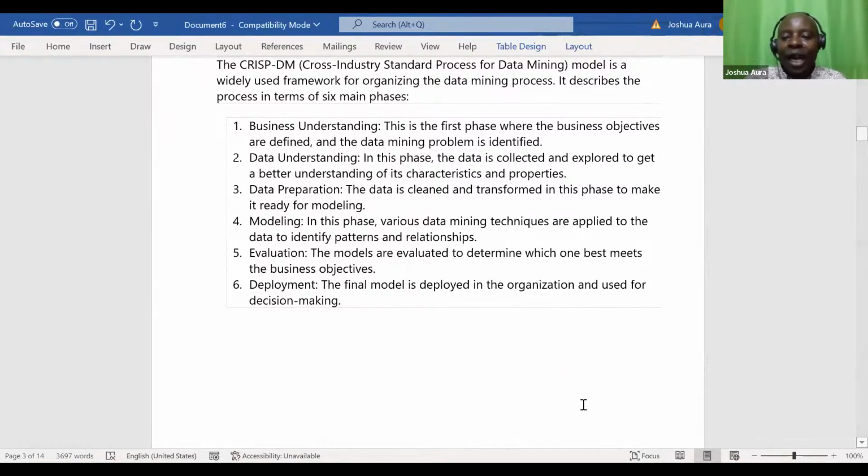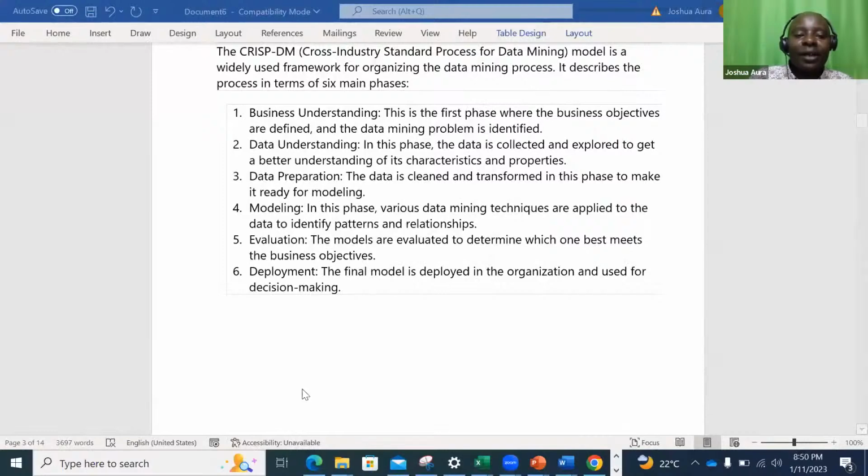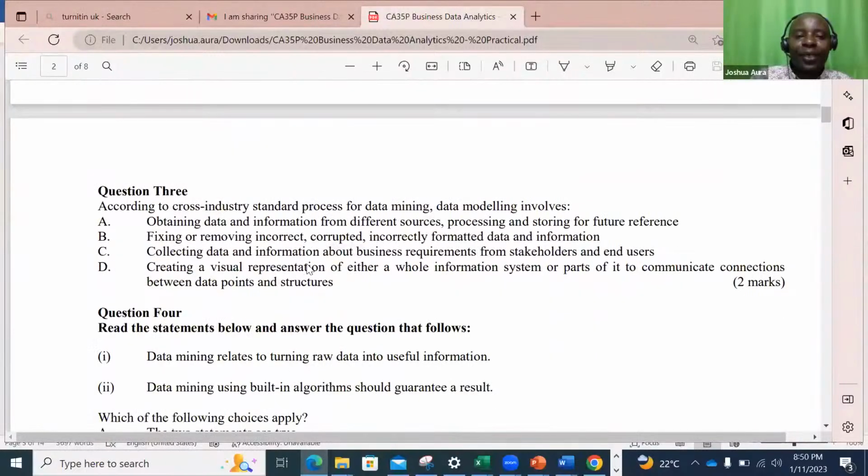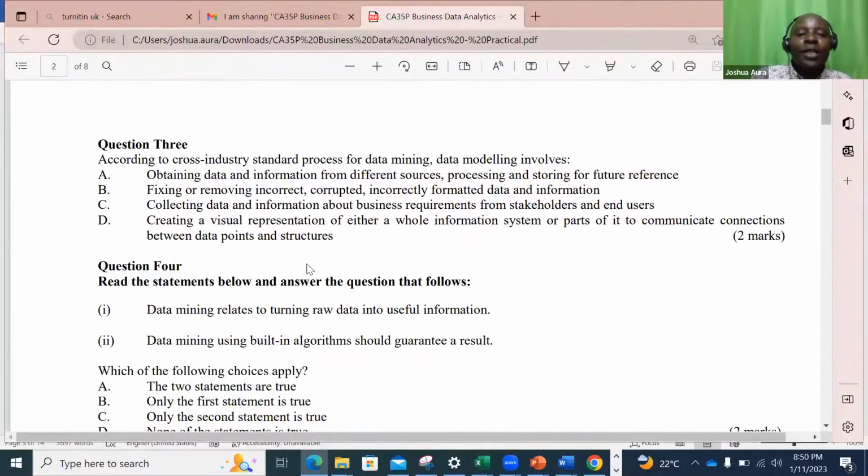Now, allow me to again bring back our paper, the paper that was done last semester. Question number 3. According to the cross-industry standard process for data mining, data modeling involves... could you kindly go through those choices A, B, C, D? Tell me in this case here, what does data modeling involve? Data modeling, according to how you've understood it. What is data modeling?